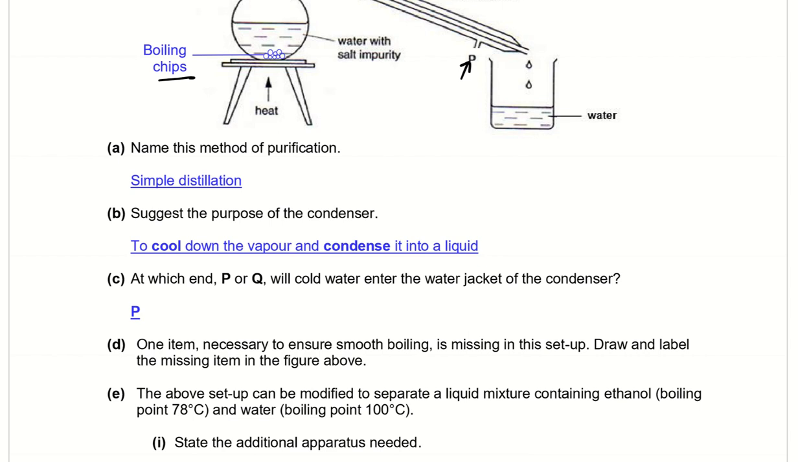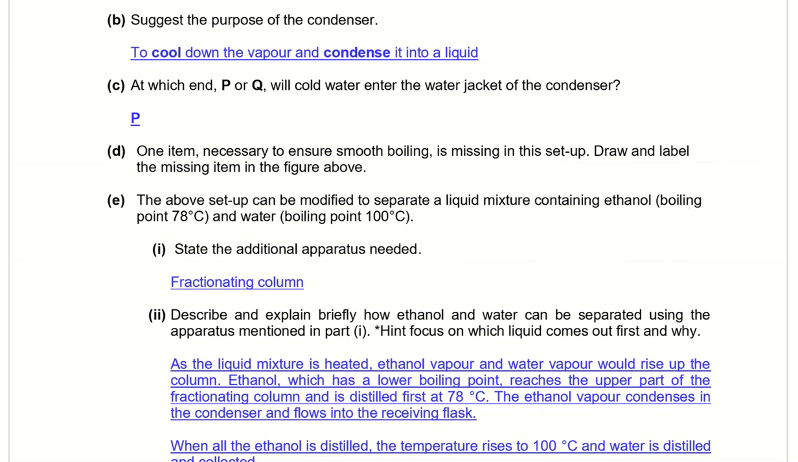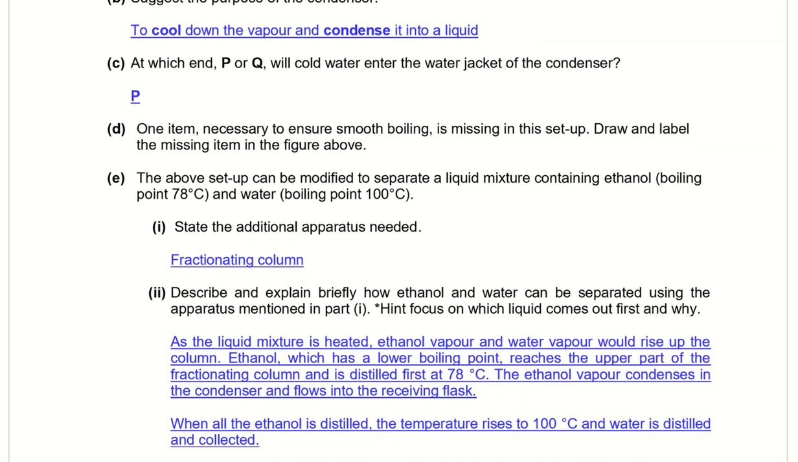So the above setup can be modified to separate a liquid-liquid mixture containing ethanol and water. So state the additional apparatus needed. So we will need the fractionating column. So now we need to describe and explain briefly how ethanol and water can be separated using the apparatus mentioned in part 1. So the focus here is to decide which liquid will come out first and why.